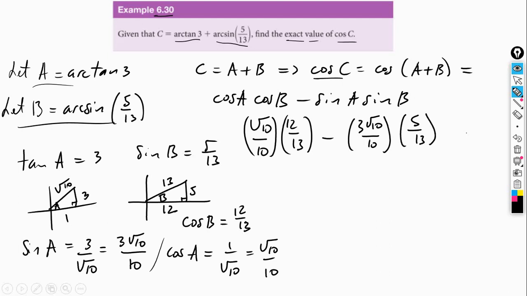Now, if you do the math here, you're going to get that this is going to be negative 3 square root of 10 over 130. In other words, we have the solution, right? Because that means that cosine of C is equal to this, what we just found, minus 3 square root of 10 over 130.